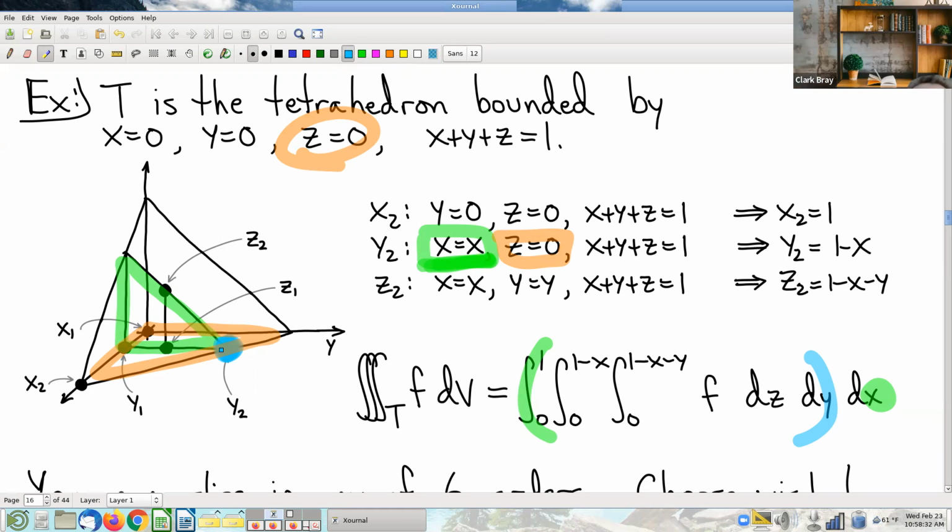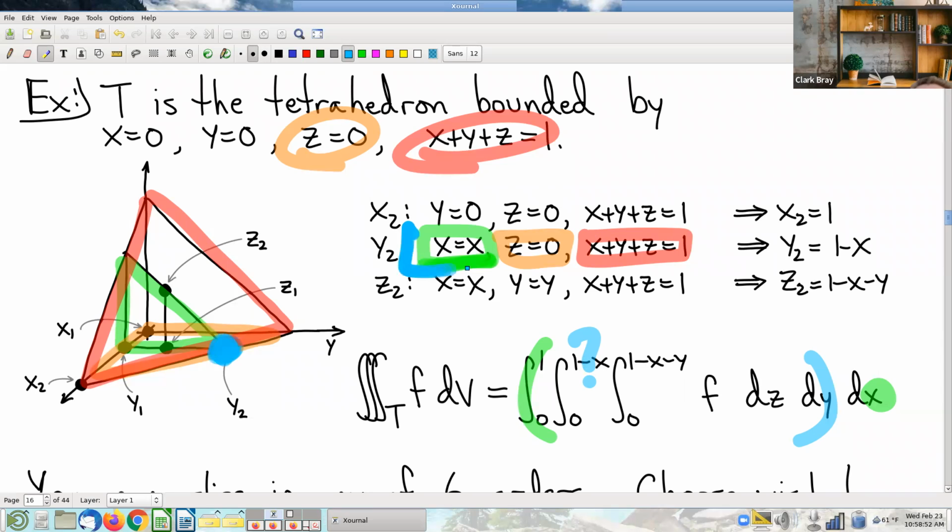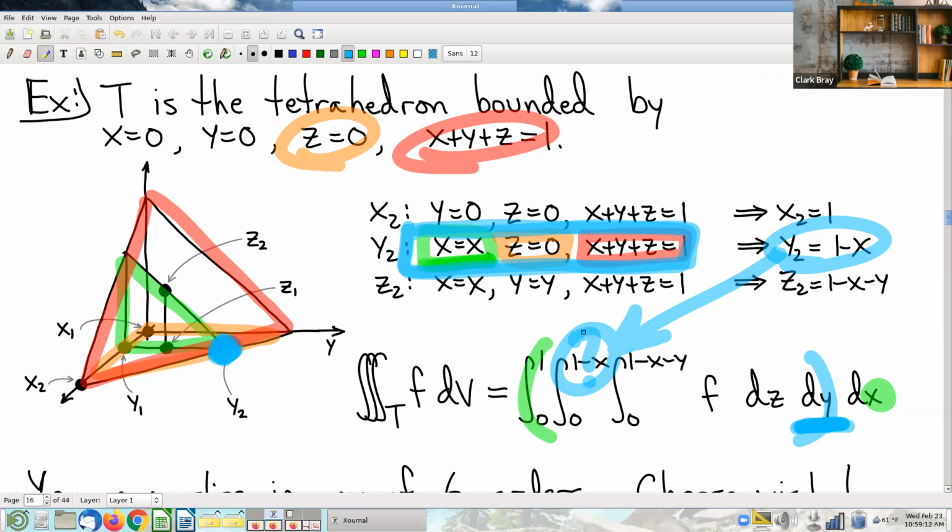What else do I know about this point? Well, I know that it is on, oh gosh, color choices. It is on this plane right there, which has that equation right there. So trying to understand the upper bound for y comes from that point, which satisfies all of these equations right here. And so within these equations, I need to solve for, reminder, I'm trying to find a bound for y, right? So I need to solve for y, in which I get 1 minus x, and that's where that formula comes from.